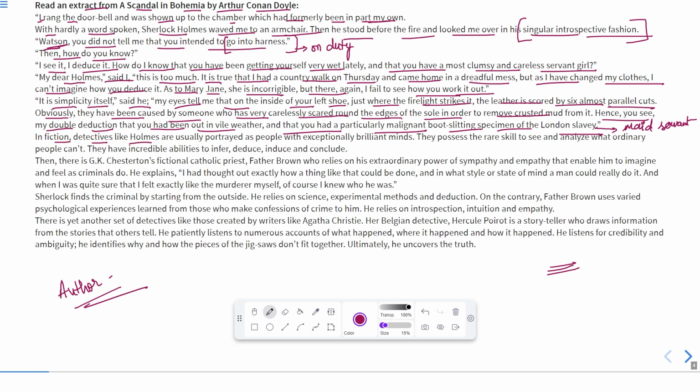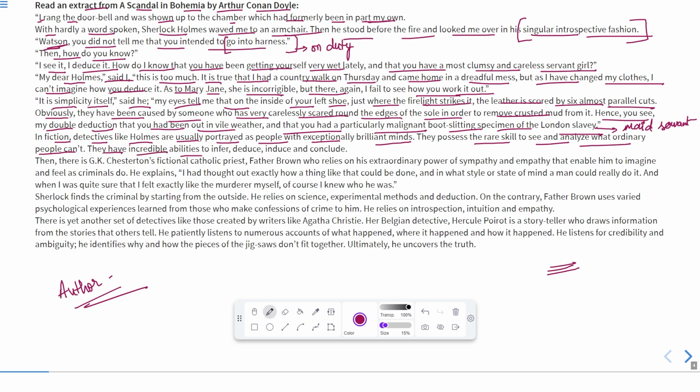In fiction, detectives like Holmes are usually portrayed as people with exceptionally brilliant minds. So he accepted this fact that detectives like Holmes were very good detectives, exceptionally brilliant minds. They possess the real skill to see and analyze what ordinary people can't. It means he can analyze that particular situation which goes beyond the perception of normal people. Okay, so he was just a brilliant detective.